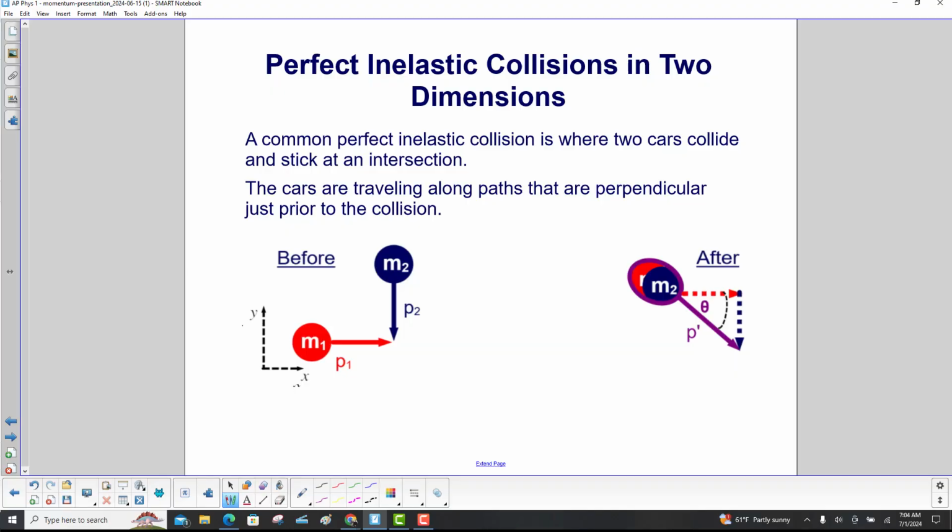A common perfect inelastic collision is where 2 cars collide and stick at an intersection. The cars are traveling along paths that are perpendicular just prior to the collision. So here's one car, momentum in this direction. Here's the other car. They hit each other and stick together, and they take off at an angle here, p prime, theta.